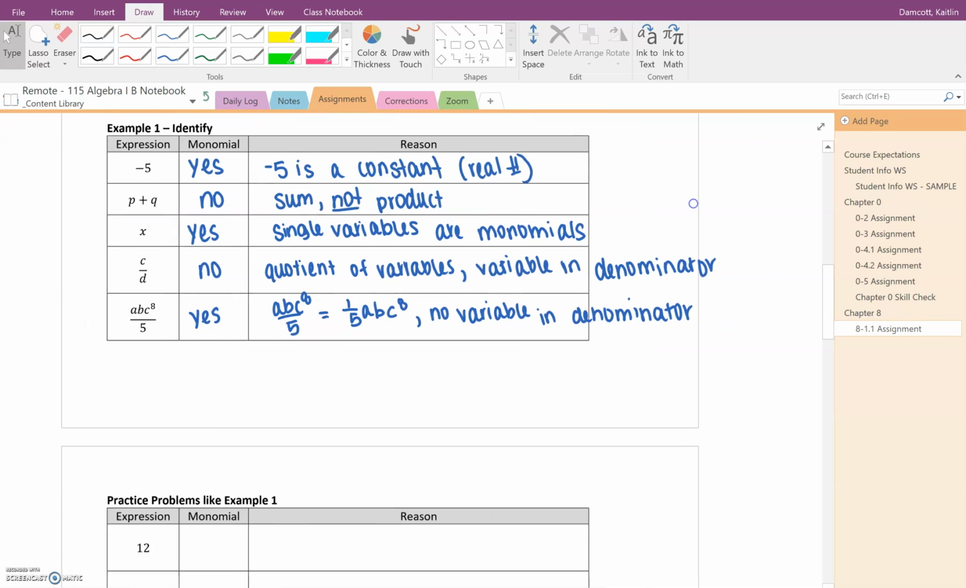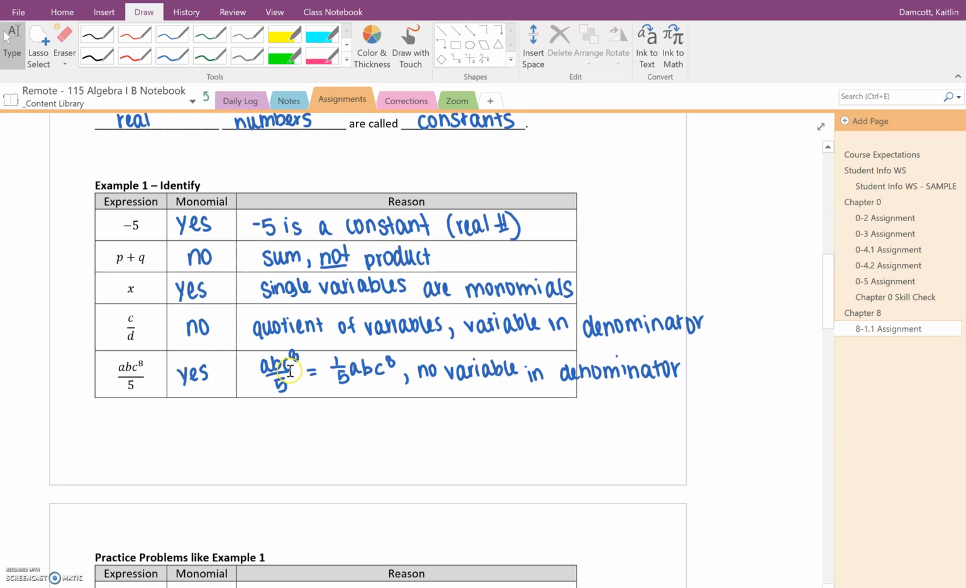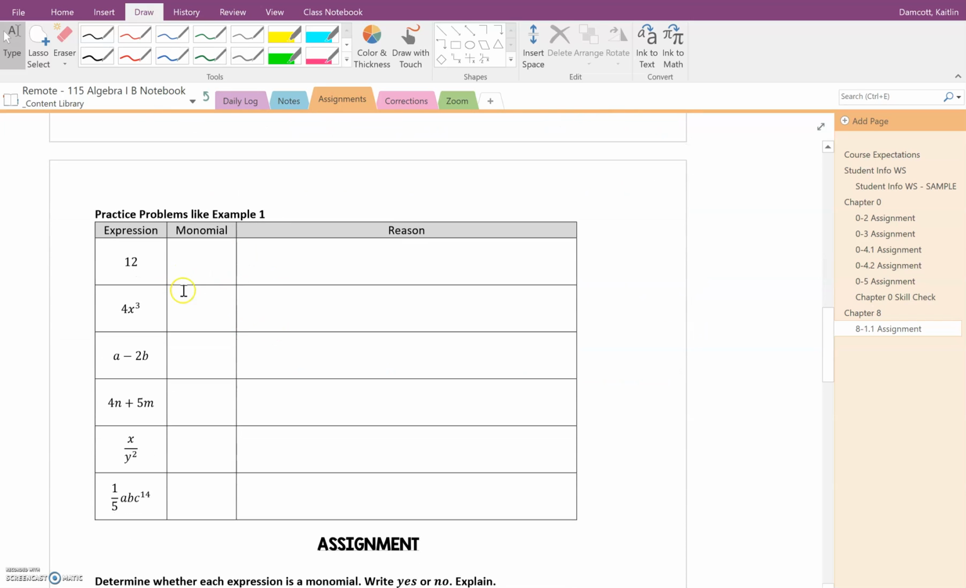All right, so these are our first examples here. If it's a number, it is a monomial. If it is a variable, it's a monomial. If it's a product with numbers and variables, then it's a monomial. The only time you're not going to have a monomial is if you're adding or subtracting variables and numbers, or if you are dividing them. So in the next video, we'll take a look at some more problems together.